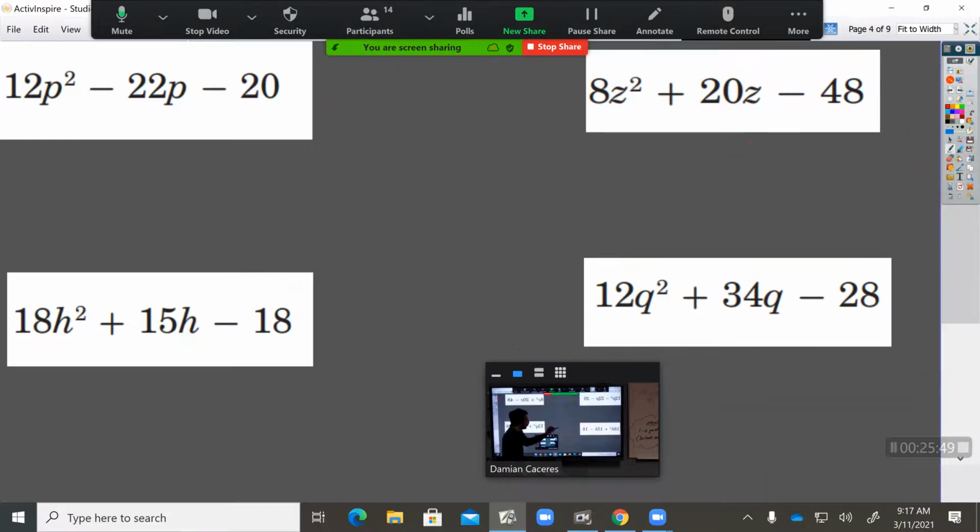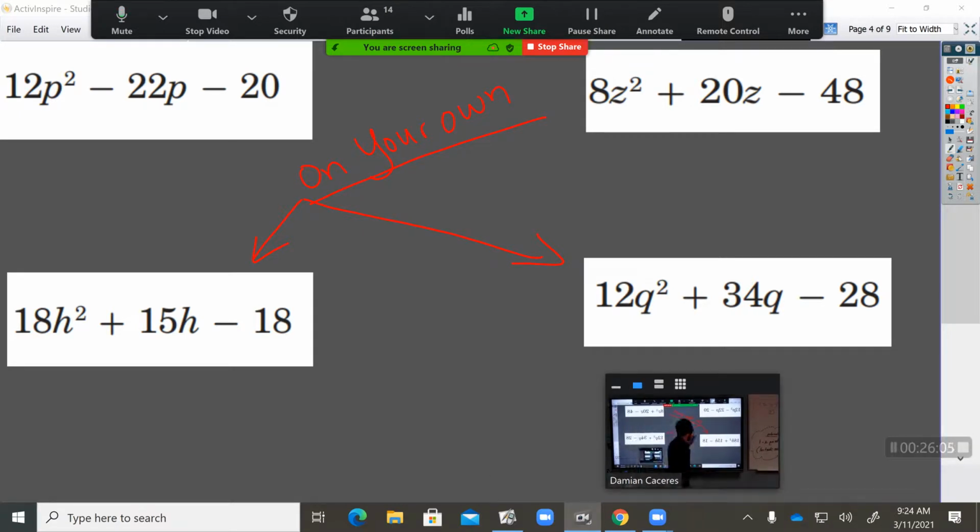All right, try the next 2 on your own. These 2. I'll give you a few minutes and then we'll review them and start the classwork. All right, guys, let's review those questions.